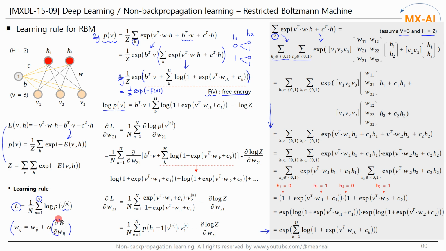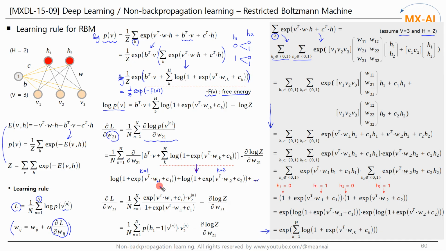Now let's find the gradient of L with respect to Wij. To simplify the problem, let's find the gradient of L with respect to W21. We find the partial derivative of log P of V. Differentiate each term of log P of V individually with respect to W21 as follows. This term can be expressed as follows. The first term is when k is 1. The second term is when k is 2, etc.